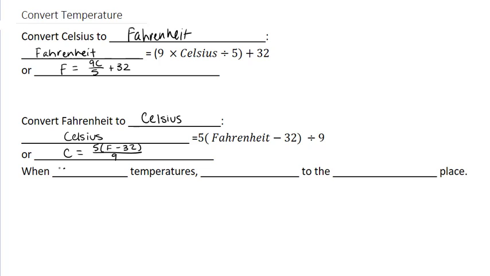So when converting temperatures, we will round to the tenth place. So 1 decimal. Now let's look at an example.